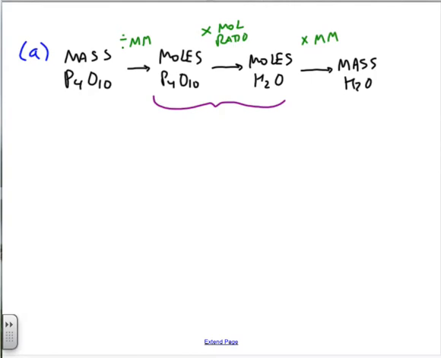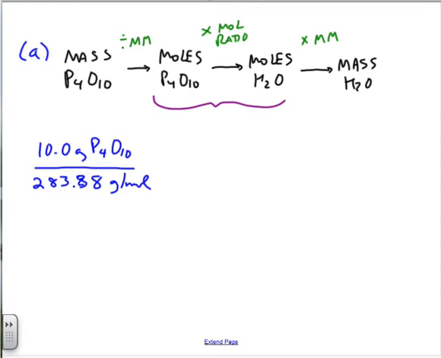solve the problem. I'll begin by writing down the mass of P4O10 I'm given. I'll convert that to moles by dividing by its molar mass. I'm not going to go to the trouble of calculating molar masses explicitly here, just simply to save time, but I will expect you to do that in your work. So there's the first step. I've converted from grams of P4O10 to moles of P4O10.